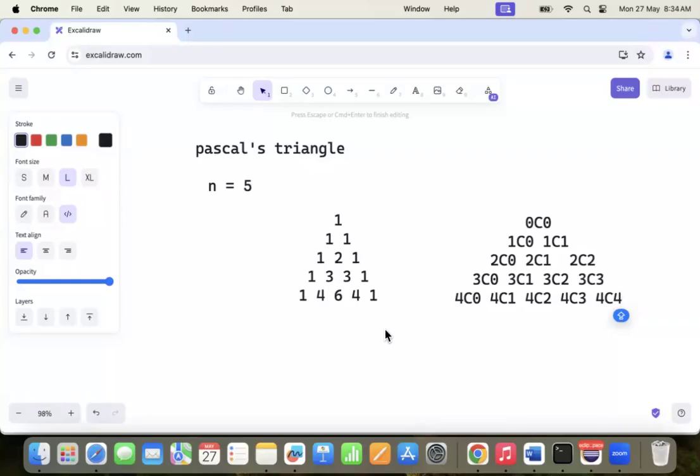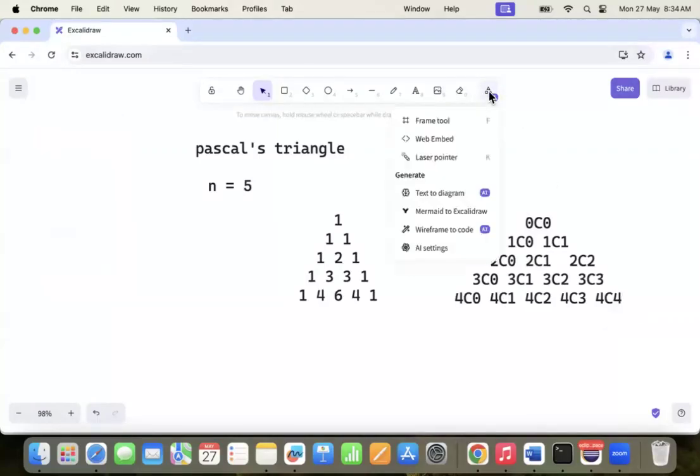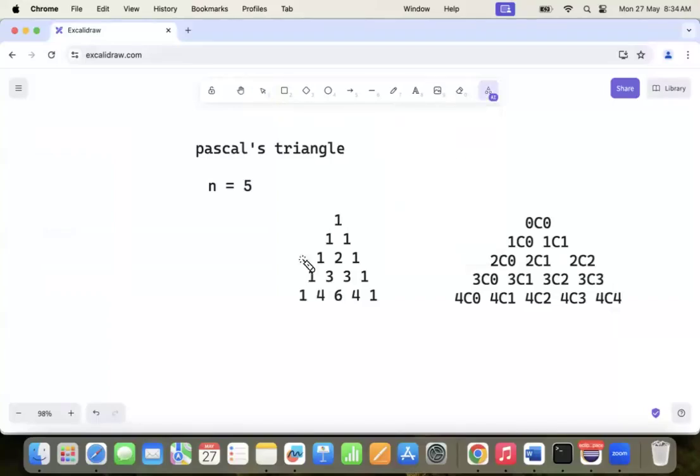Folks, if at all you want to print a Pascal triangle, then you need to apply the formula called NCR. So far we discussed that this is a first row. This is a second row. This is a third row. This is a fourth row. And this is the fifth row.